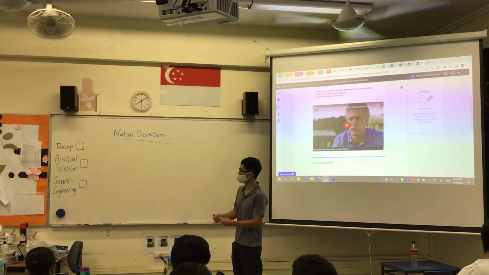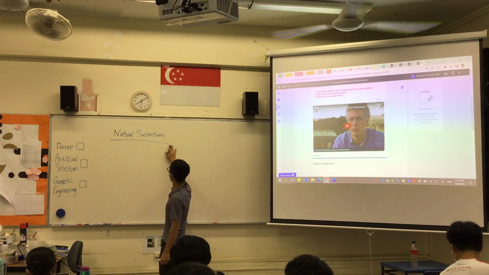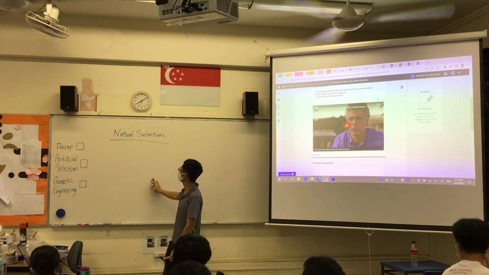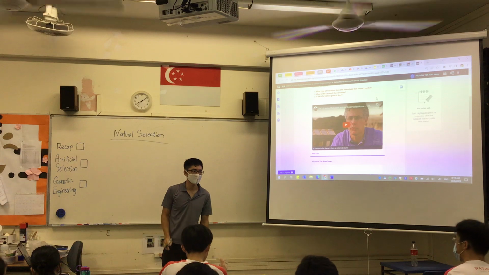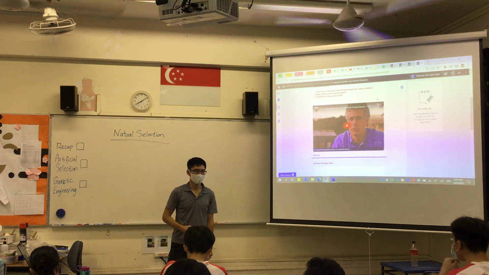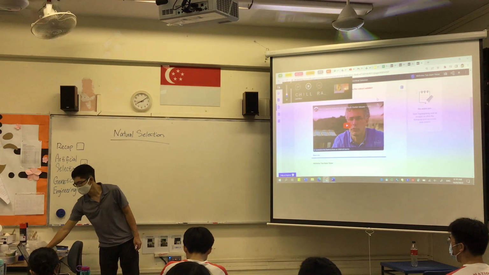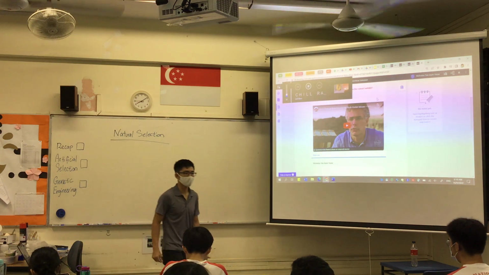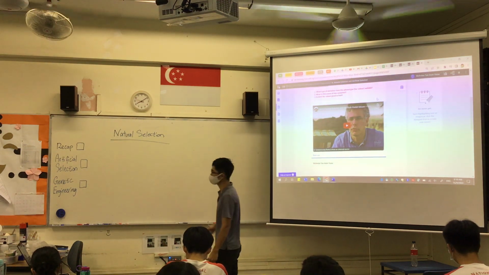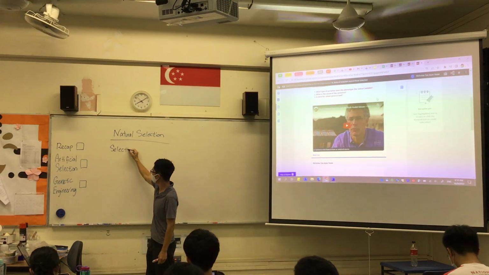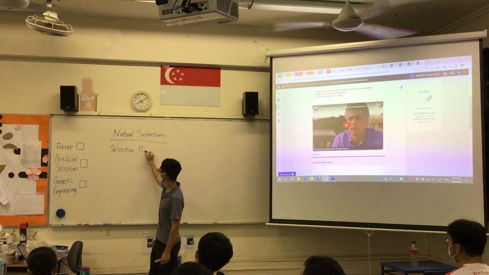Okay, let's start. Sarah, what is one of the starting points of natural selection? What do we need so that natural selection can take place? Okay, we need a pressure of some sort. The word you can use is selection pressure.